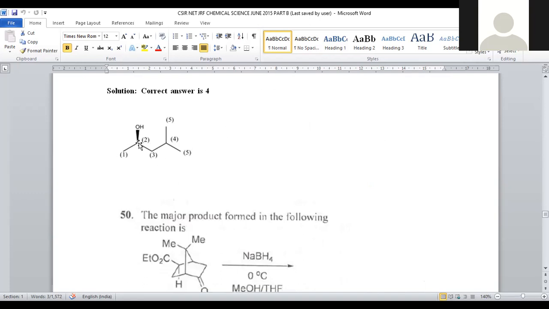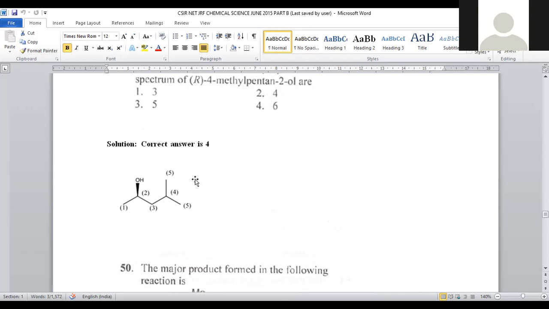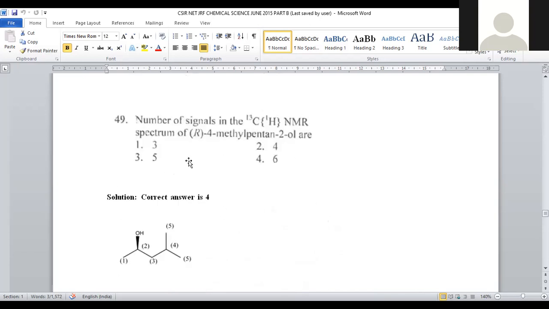Methyl is 1 and this hydroxy carbon is second. This CH2 is another carbon. This CH carbon is another type. These two methyl groups are identical, can be regarded as only one set. So 1, 2, 3, 4, 5, total 5 sets of carbons, correspondingly 5 C13 peaks are possible. So for question number 49, option number 3 is the correct answer, 5 peaks.